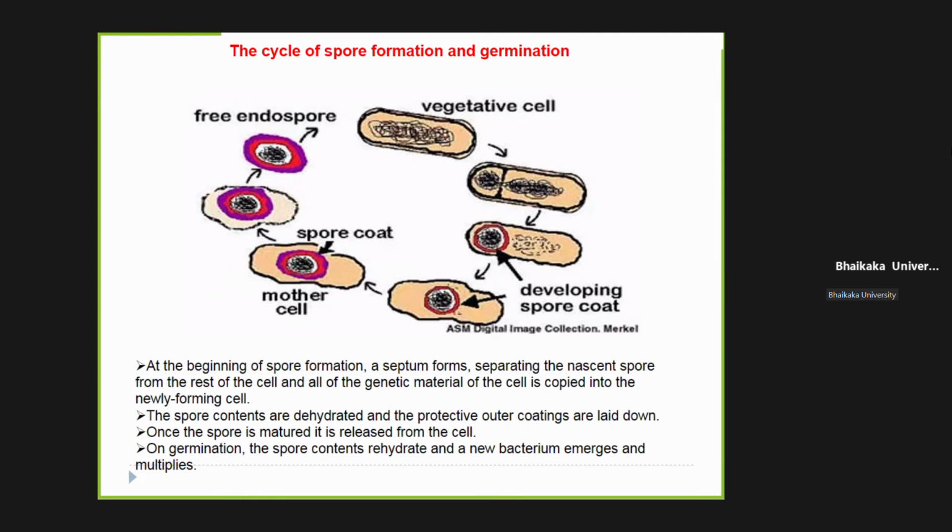At the beginning of spore formation, the septum is formed that separates the nascent spore from the rest of the cell, and all of the genetic material of the cell is copied into the newly forming cell. The spore contents are dehydrated and the protective outer coatings are laid down. Once the spore is matured, it is released from the cell. On germination, the spore rehydrates and a new bacterium emerges and multiplies, whenever the environmental conditions are favorable for the germination of the free spore.